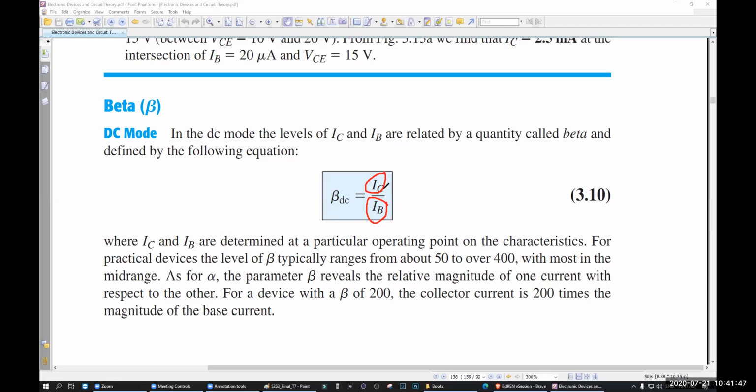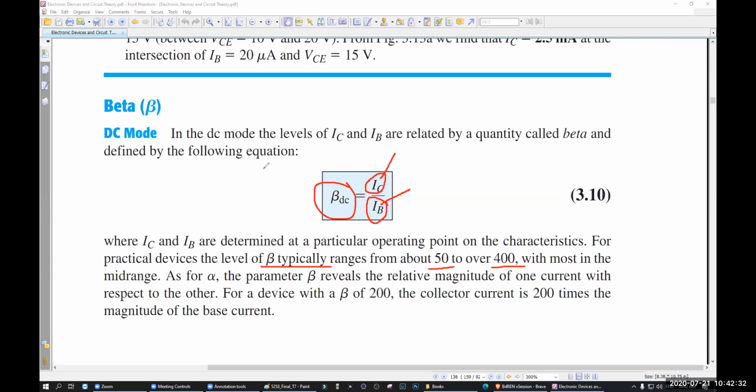Normally, the value of IC is much bigger than IB, right? We know it. The value of IC is much bigger than IB. So this value should be bigger than 1, right? Obviously, because if it is much bigger, this value is greater than 1. So normally the values are from 50 to 400. Beta typically ranges from 50 to 400, but remember, if it is not given, you can consider it is 100. If it is not given in your question, you consider it is 100.